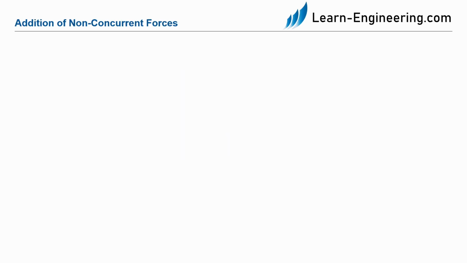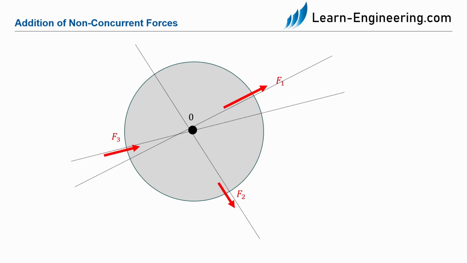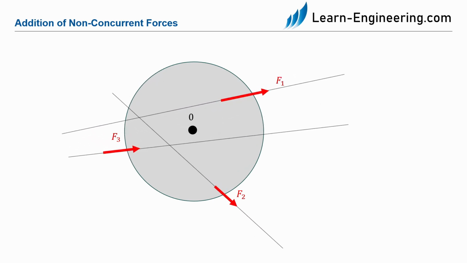In this example, we have a body on which three forces act, F1, F2 and F3. These forces have a special property that their line of action intersects at one point, in this example the point 0. As we have already learned, such forces are called concurrent forces, and we know that these forces can be added by the force polygon. But how can forces be added which are not concurrent and which do not intersect in a point?